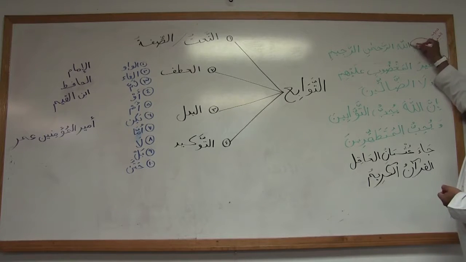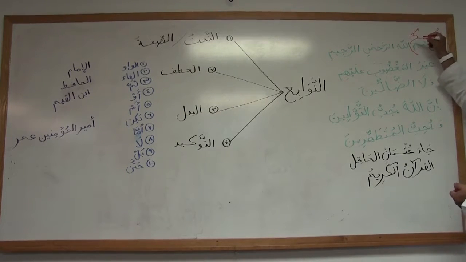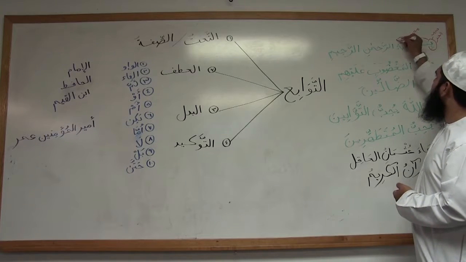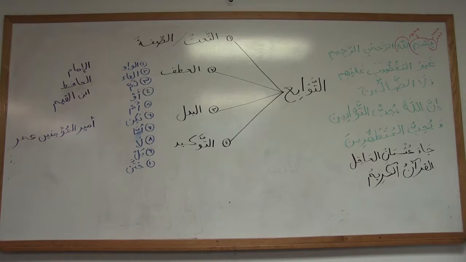Ism, and the alif is dropped here, is majroor. Excellent. Now, the ism Allah. What is this? This is mudaf ilayh. Everybody agree with that? And why is it mudaf ilayh?